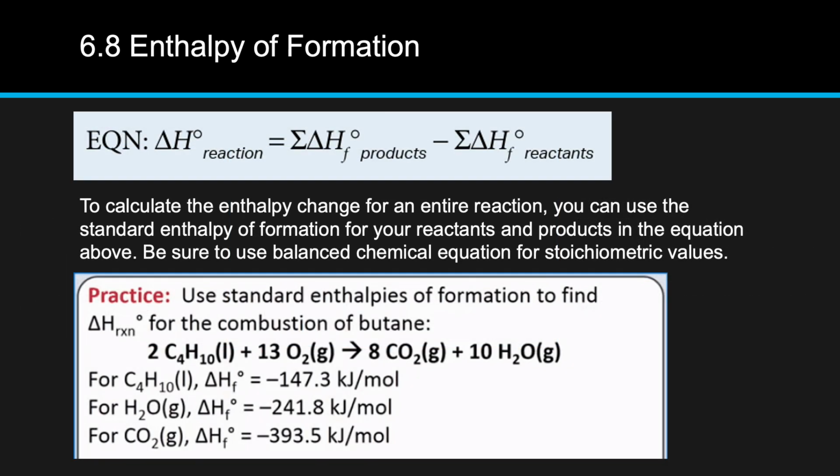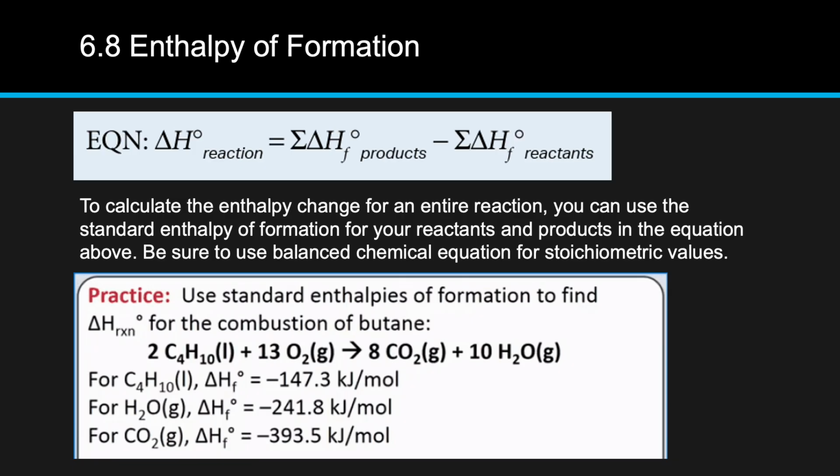So to calculate the enthalpy change for an entire reaction, we can use the standard enthalpy of formation for your reactants and products in the equation above. Just make sure that we are using a balanced chemical equation because that's going to tell us our stoichiometric values to use when calculating. So let's look at this practice problem below. We have 2C4H10 reacting with 13O2 to form 8 CO2 and 10 H2Os. And it says to use standard enthalpies of formation to find delta H of the reaction.